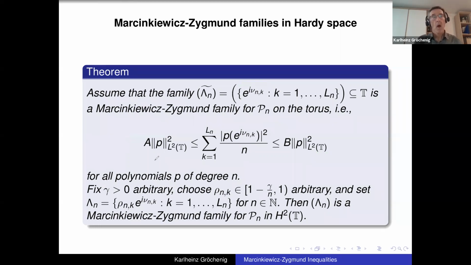Now, what we do is we move these points on the torus inside the disk, arbitrarily, but only in an annulus of radius 1 minus gamma over n to 1. Given the points on the torus, we move these points inside the unit disk by arbitrary radii in this interval here. Then this family of points obtained in this way form a Marcinkiewicz-Zygmund family for the torus.